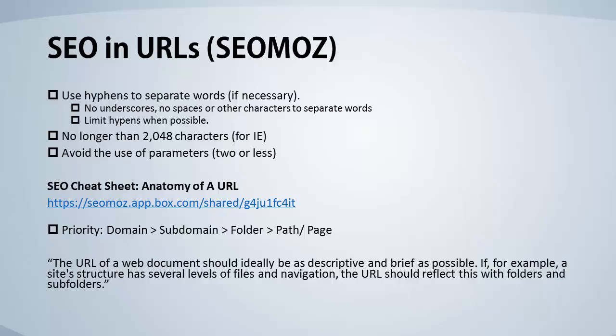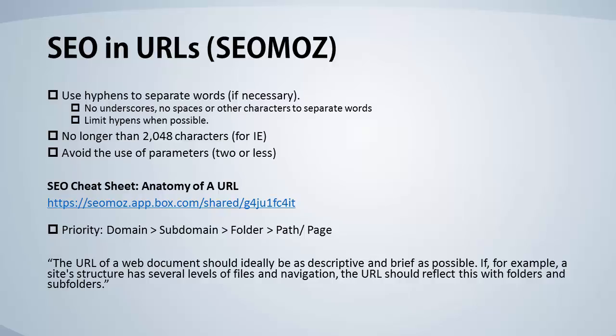So from an SEO standpoint, the priority first is the domain when the links are being analyzed. The second thing is the subdomain, if there is a subdomain. Then it's going to look at the folder, and lastly the path or the page. So this gives us a hint that not only our path or page is important, but also the folder. So I'm guessing at this point your domain is potentially set.